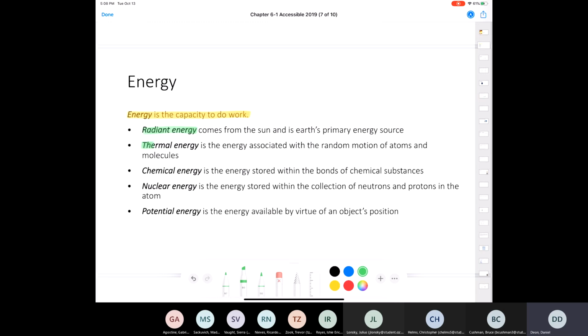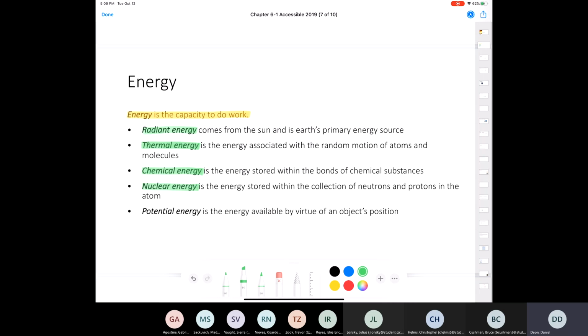The next is thermal energy, which is the energy associated with the random motion of atoms and molecules. So the more an atom or a molecule is moving, the more thermal energy it has. Chemical energy, of course, we're going to be talking about that. It's the energy that's stored within the bonds of chemical substances. If you go back to the last slide and you look at that hydrogen bond or the oxygen bond, there's some kind of energy associated with those bonds. And there's energy associated with the oxygen-hydrogen bonds in the water molecules. Nuclear energy, that's mostly discussed in general chemistry too, but that's the energy stored within the collections of neutrons and protons in the nucleus of an atom.